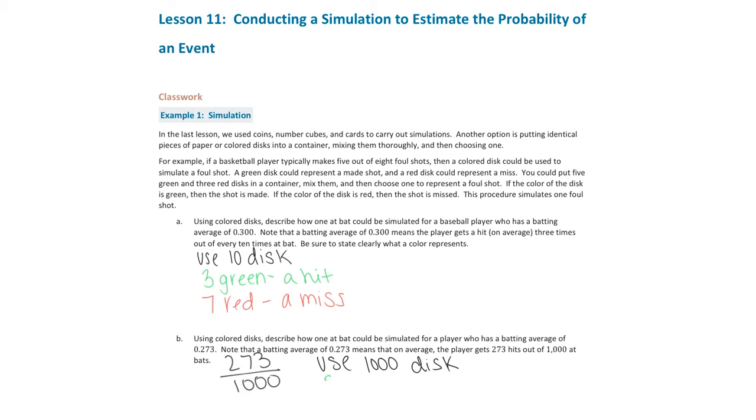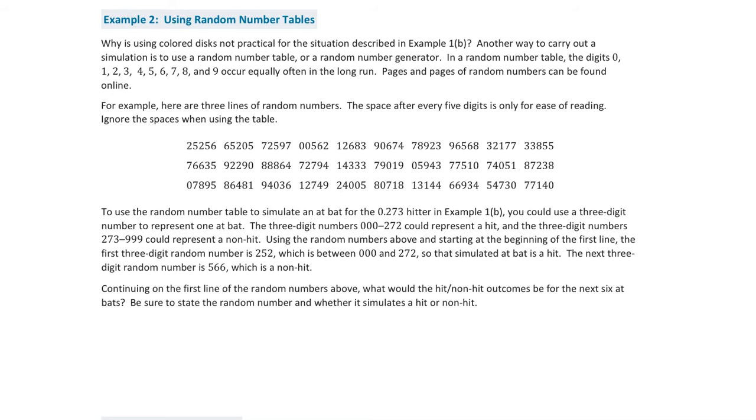So we're going to have 273 green discs, which means we have a hit. And then when we take 1,000 minus 273, we get 727 red discs, which means that we had a miss. All right, now we're going to move on to the next page, example 2.